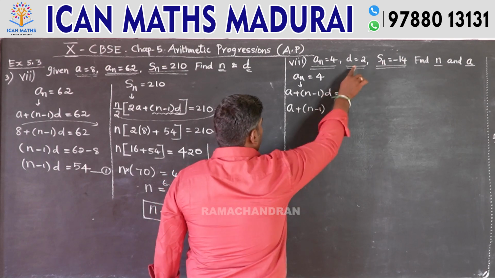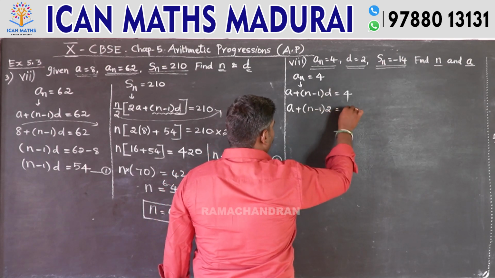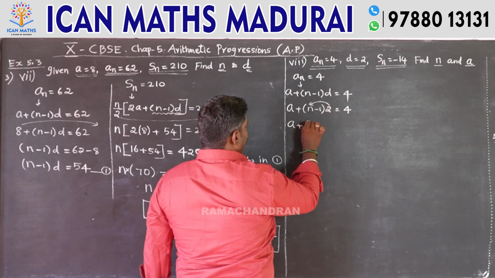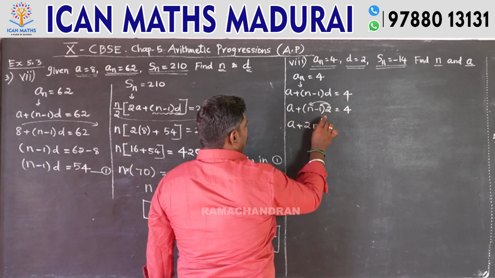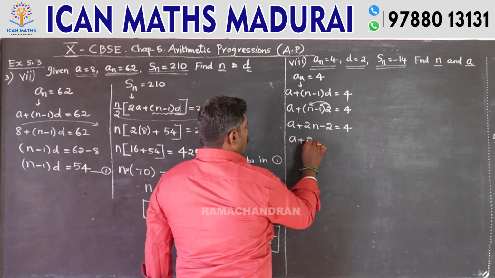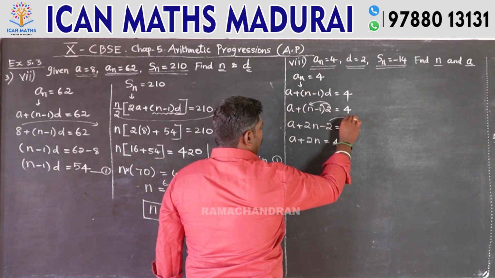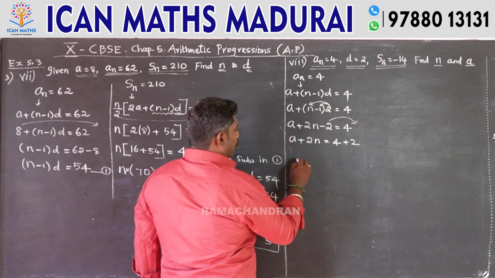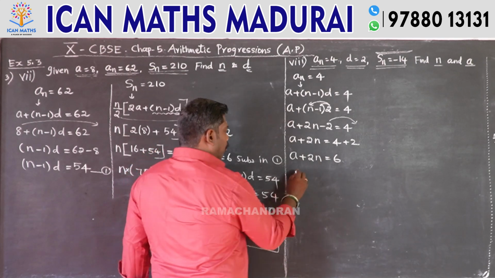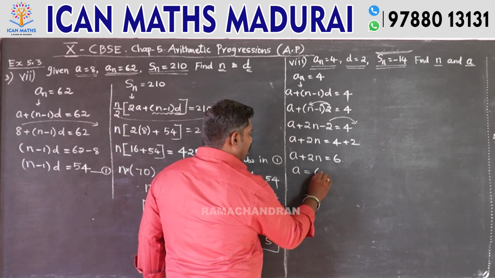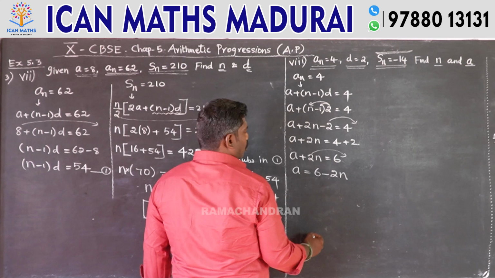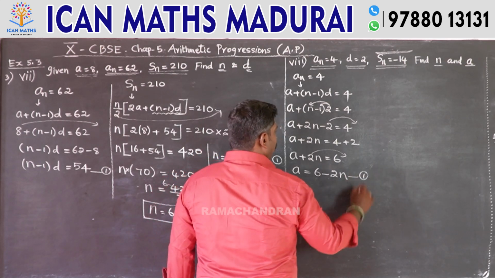(n minus 1) into the common difference 2 is equal to 4. If you multiply here, a plus 2n, 2 into minus 1, minus 2 is equal to 4. Now a plus 2n, minus 2 changed into the right hand side becomes plus 2. Now we have a plus 2n is equal to 6. Now the value of a is equal to 6 minus 2n. This 2n changed into the right hand side becomes minus 2n. Consider this as equation number 1.